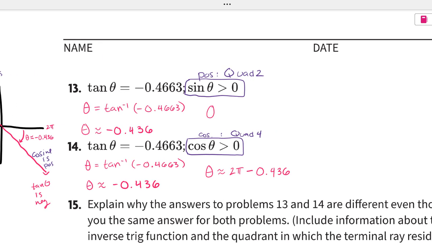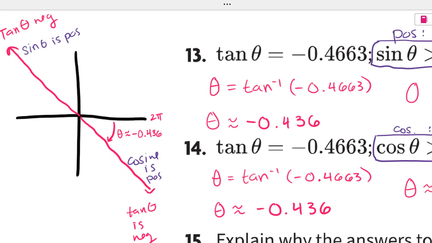So for quadrant 4, we get an angle that is about 5.84668, so I'm going to round that up to 5.847. Okay, so that's our answer for quadrant 4.